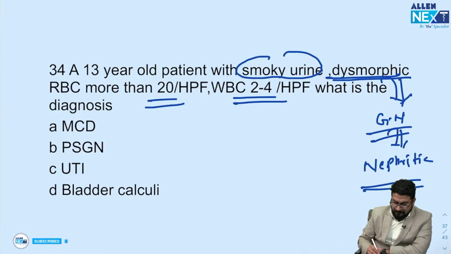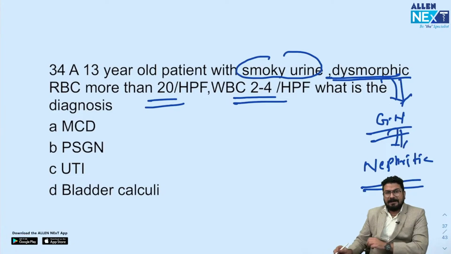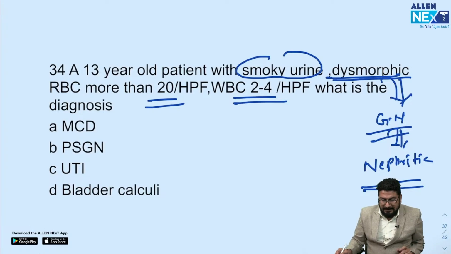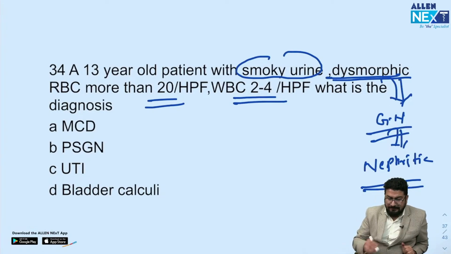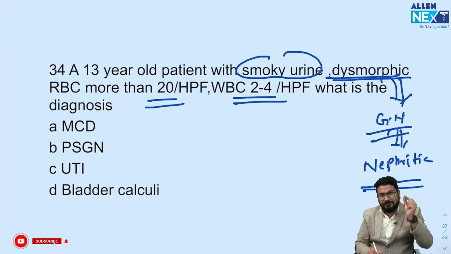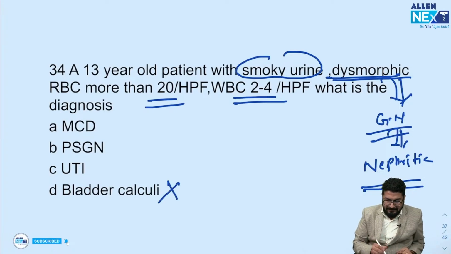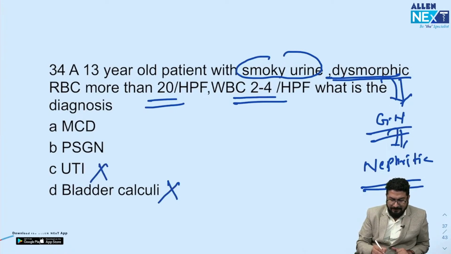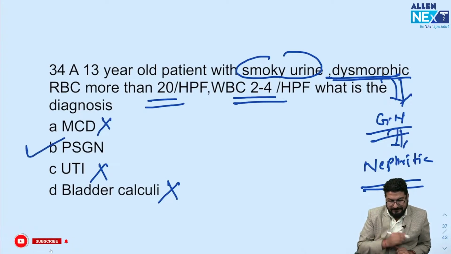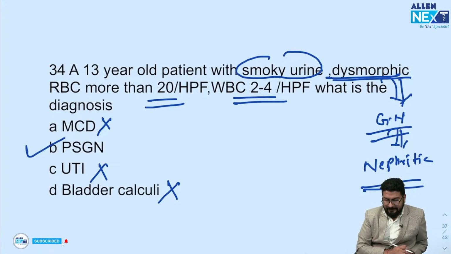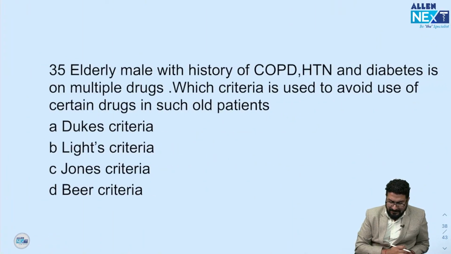So bladder calculi means bladder stone. Remember, bladder stone will also have hematuria, but first, it will not be smoky, and second, there will be no dysmorphic RBC. In calculi, you will see isomorphic RBC. Again, it will not be UTI. Now we have MCD. MCD has more proteinuria; it is mainly a nephrotic disorder. So the answer for this question will be PSGN, post-streptococcal glomerulonephritis. Okay, moving to next one.